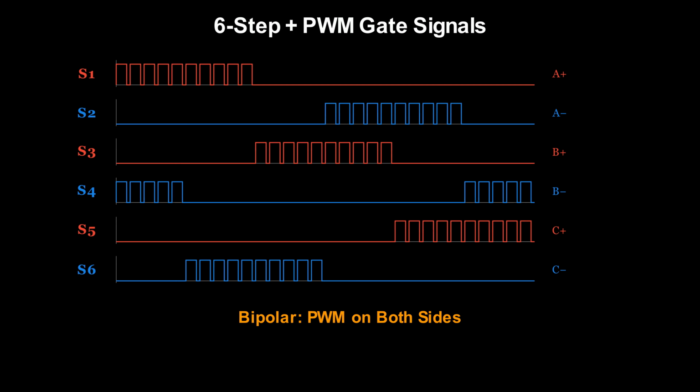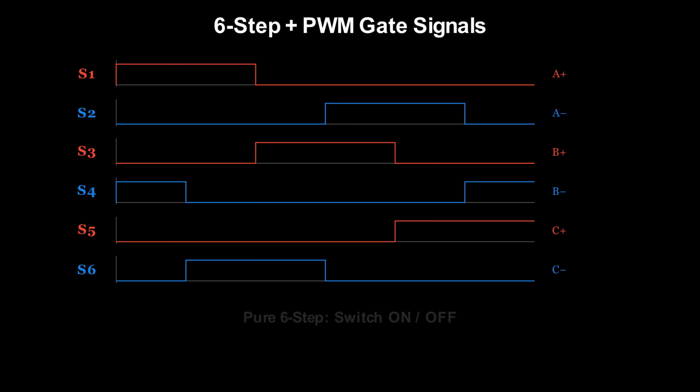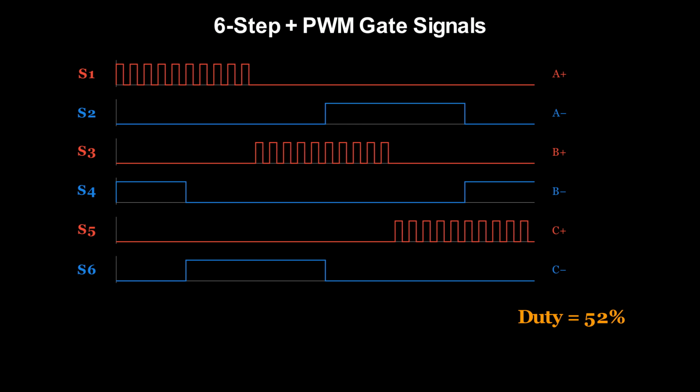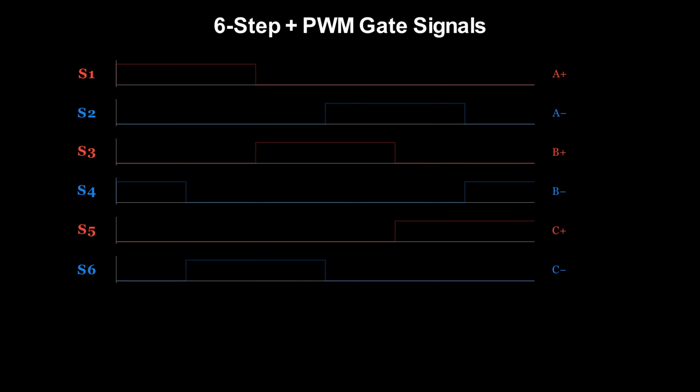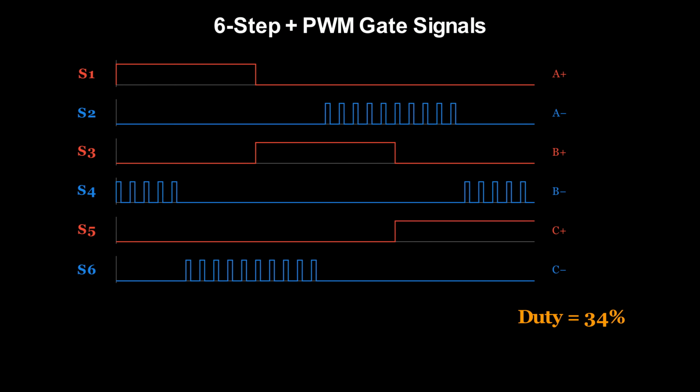First, bipolar control, where both the high side and low side switches of the inverter are controlled via PWM. On the other hand, we have unipolar control, which applies PWM to only one switch, either high side or low side. Currently on the screen, only the high side switch duty is being adjusted to regulate the average voltage. And in this next waveform, you can see the speed being controlled by modulating only the low side switch.